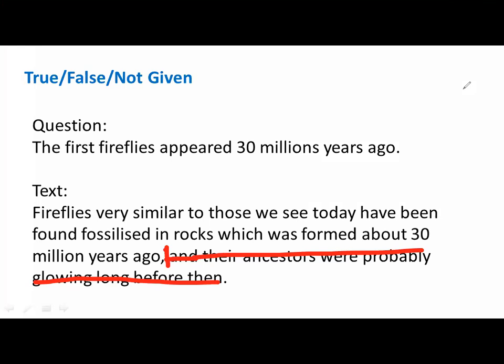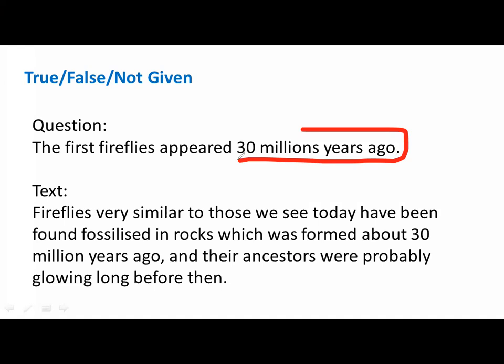So as you see, the text is giving almost the same information. The question is also talking about that first fireflies appeared 30 million years ago, and the text is also telling that first fireflies that were very similar to those we see today, they were formed about 30 million years ago. But when I'll open up the remaining half sentence, it says, and their ancestors were probably glowing long before then. So it means it was not 30 million years ago.